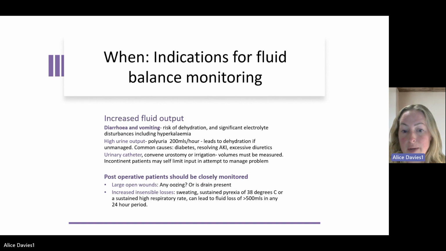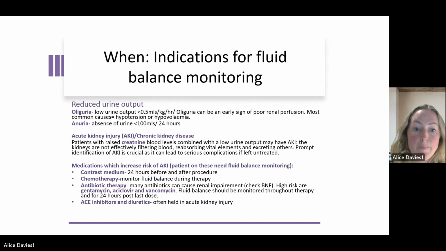Have you got a post-operative patient who needs to be closely monitored, a large open wound, perhaps a drain is present? And has she got any increase in sensible losses, so sweating, maybe a sustained pyrexia or a high respiratory rate, which can actually lead to a fluid loss of over 500 mils in any 24-hour period?